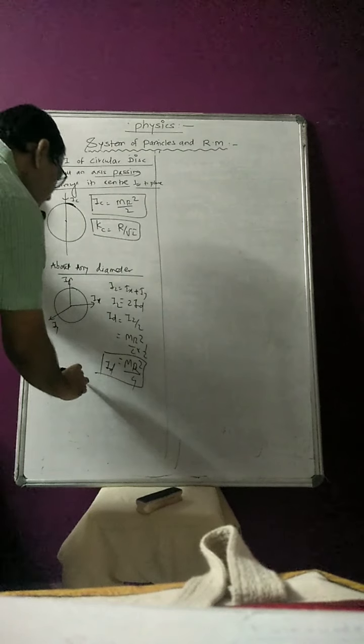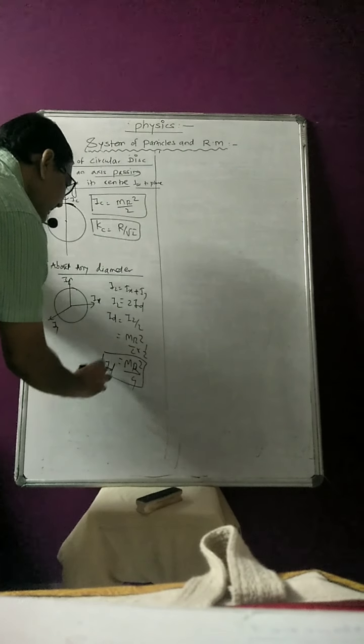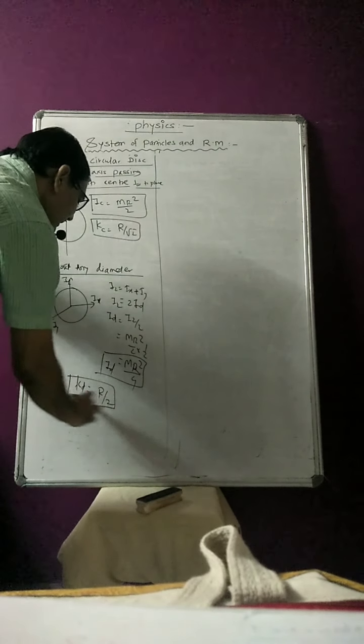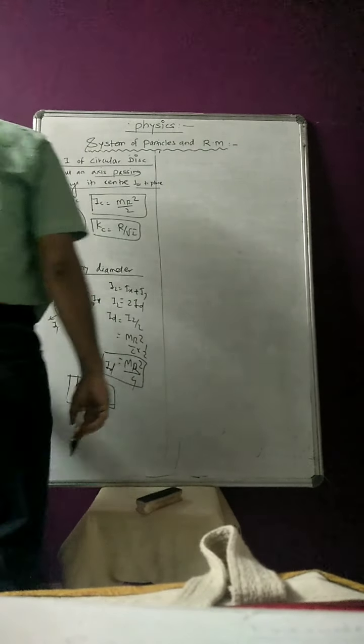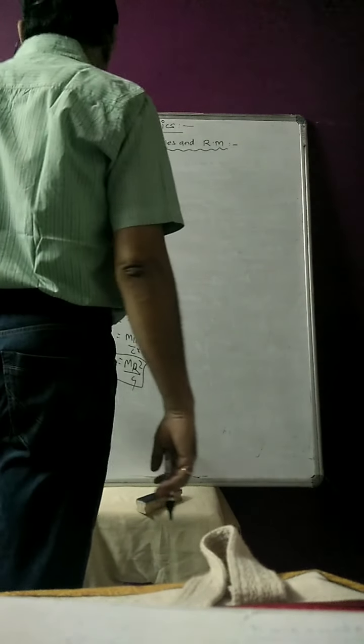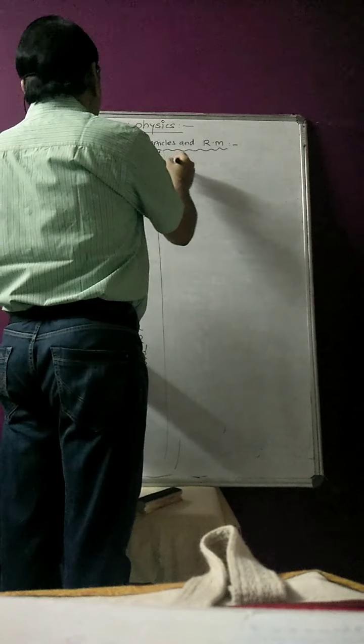Naturally, what will be the radius of gyration? Kd is equal to, m will get cancelled, r by 2. So that will be the radius of gyration about its diameter, r by 2.